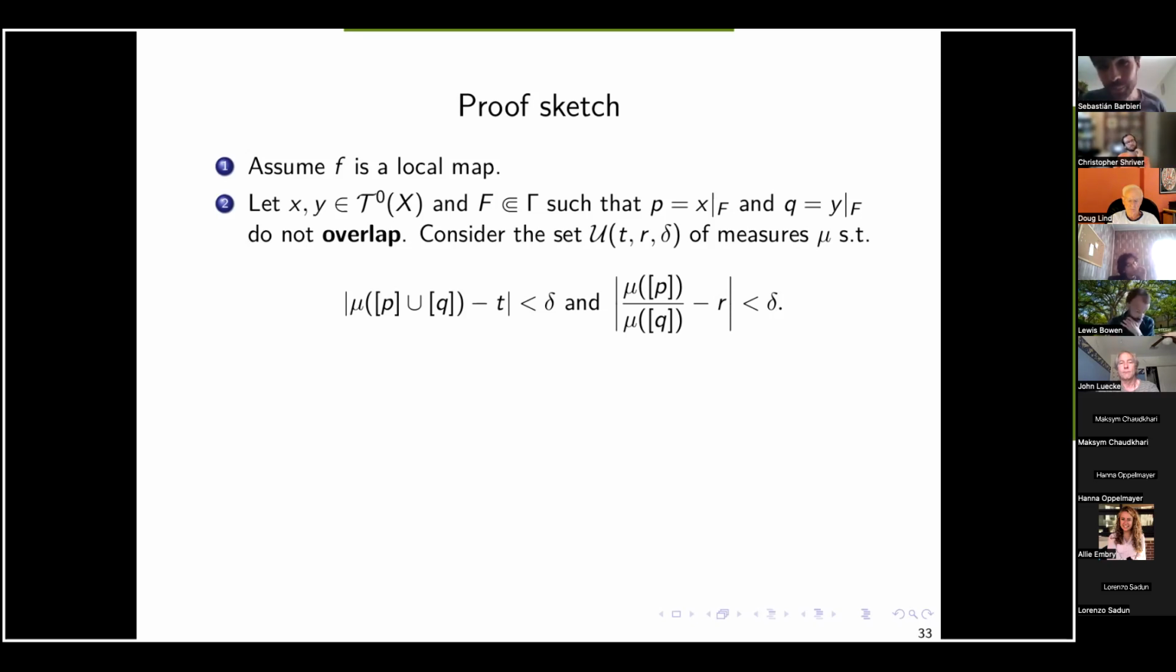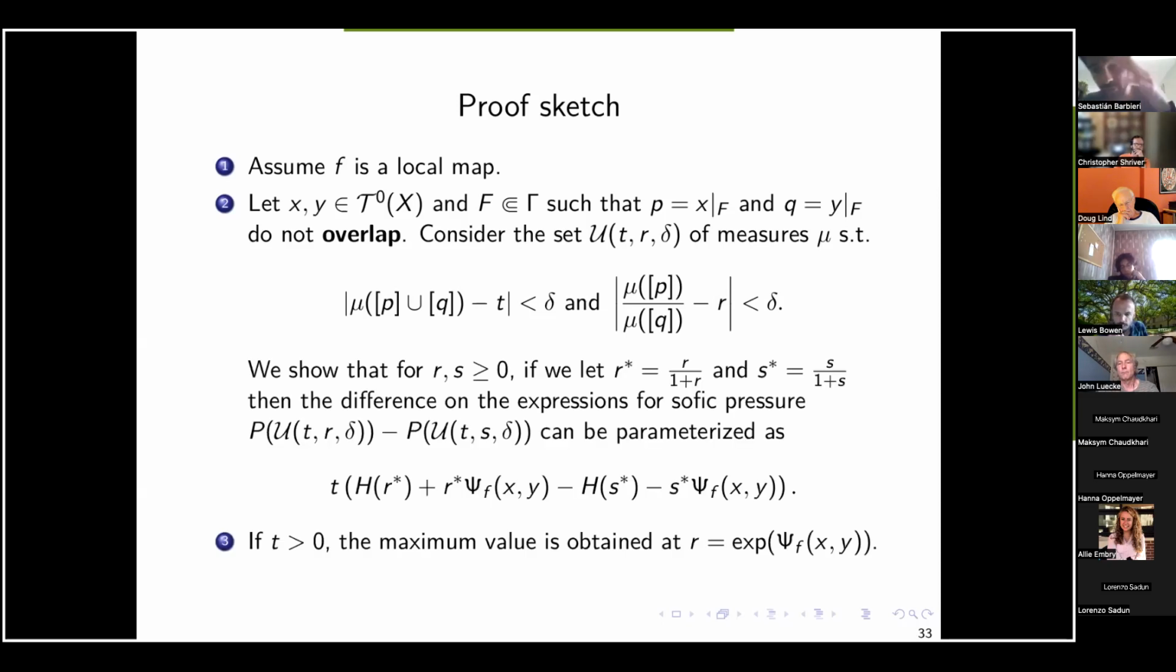And then what I'm going to do is consider the set of measures mu such that the measure of seeing P or Q is close to a number T, and the ratio between the measures, the probability of seeing these patterns P and Q, is close to a number R. So I'm just going to parameterize those two things, right? I'm going to control the probability of seeing any of those patterns, and how they compare.